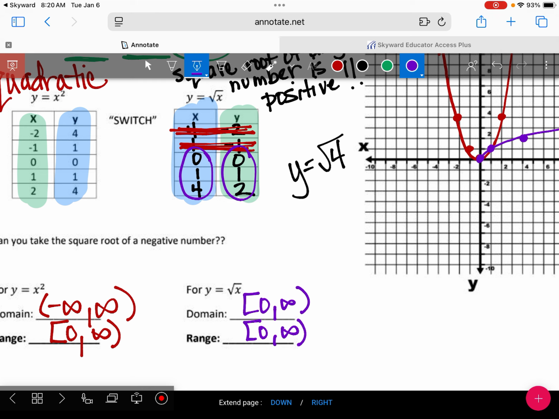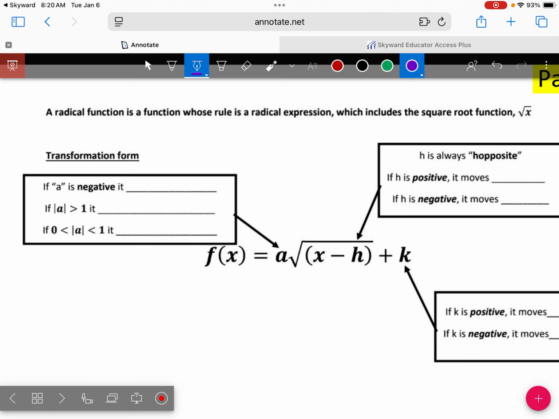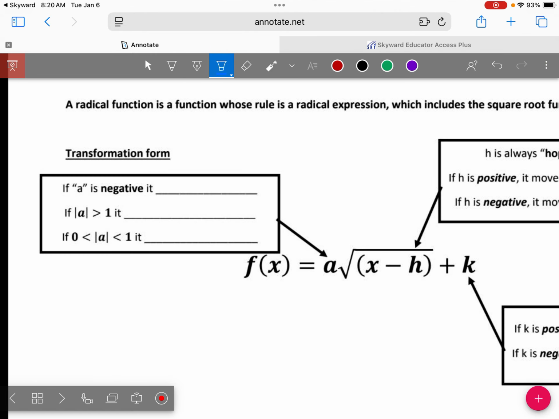All right, so today's class is focusing on transformations, identifying A, H, and K, and then writing the transformations. So let's go ahead and fill in what A, H, and K do and where you can find them. All right, so let's talk about A. This is A. A is always going to be in front.